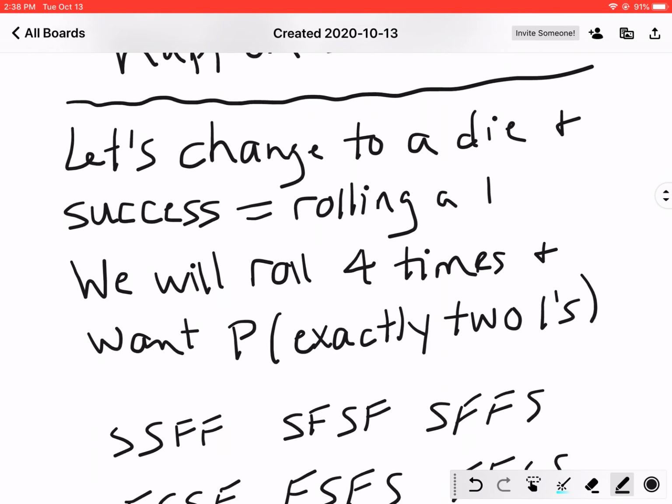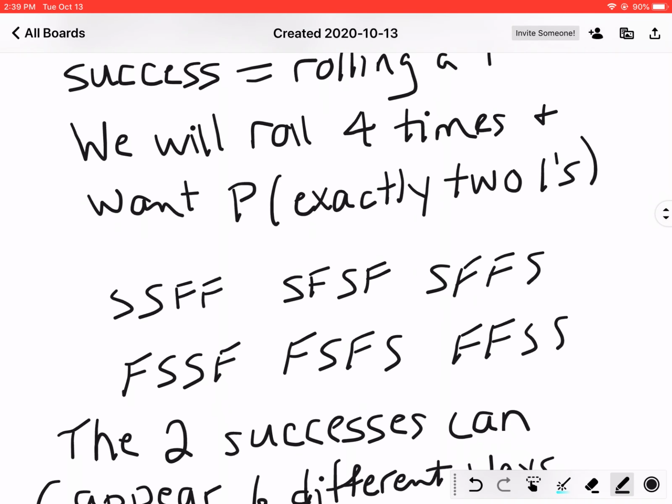So let's change this now to a single die so that we have not 1/2 as each of the two probabilities. And we're going to say success is rolling a 1. So our probability of success will be 1/6, and of fail will be 5/6. And we're going to roll it 4 times. And I want the probability of exactly 2 ones.